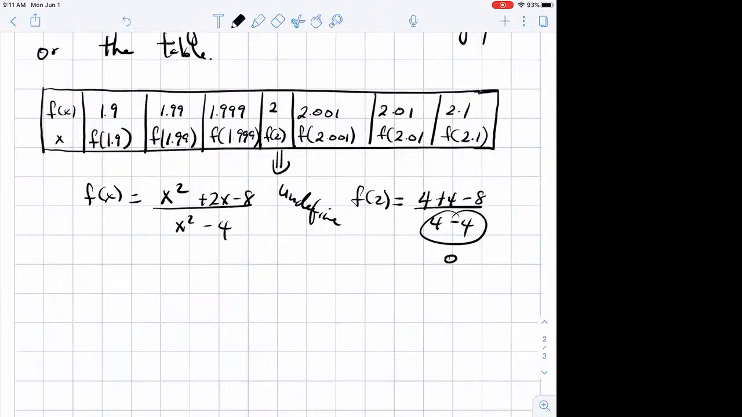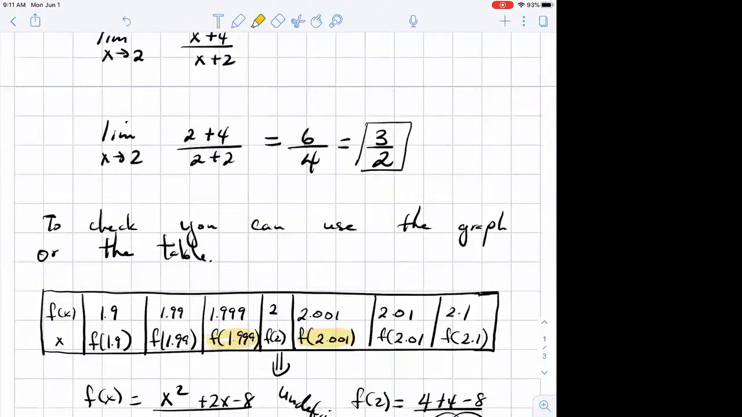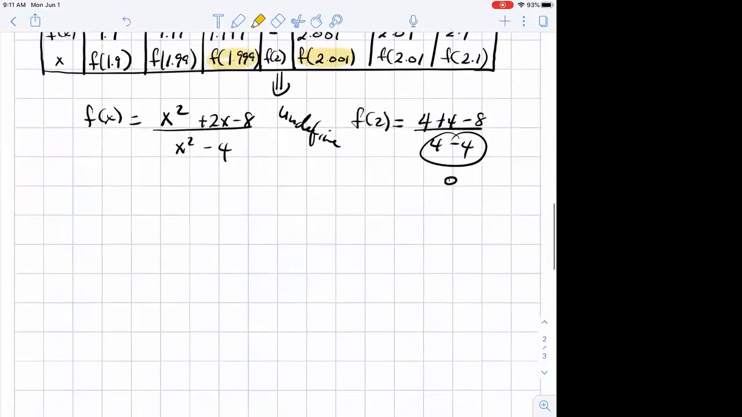But what you have to do is, what is this value here? And what is this value here? And they should be, based on your algebra, 3 halves. Okay, so let's just do it. Let's take a minute and do this, right? What is f of 1.999?